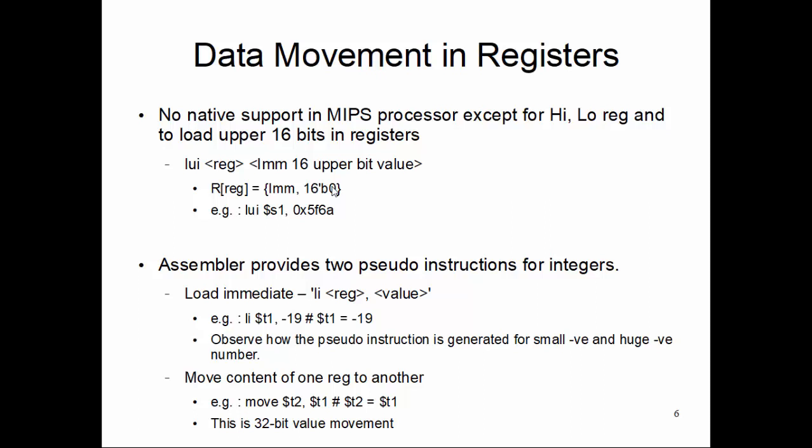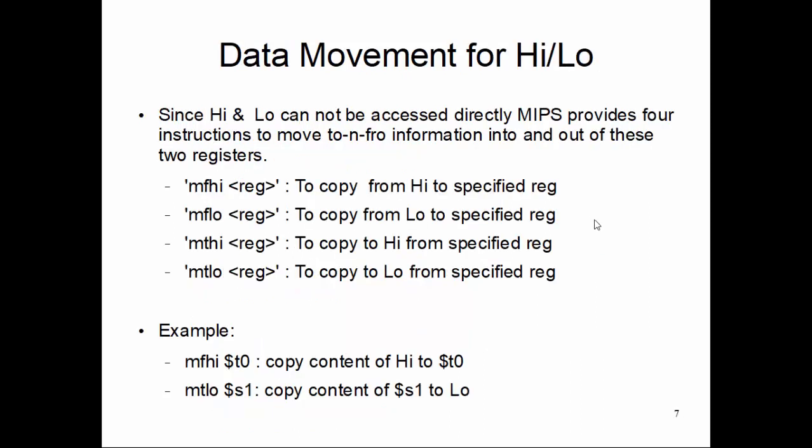We'll do that as well, and then move the content of one register to another. They provide an instruction called move $t2, $t1, which will copy the content of $t1 into $t2. You can take this as a 32-bit value movement, but we'll also see how the assembler translates it into basic instructions. And then we'll talk about this high and low register data movement. All right.